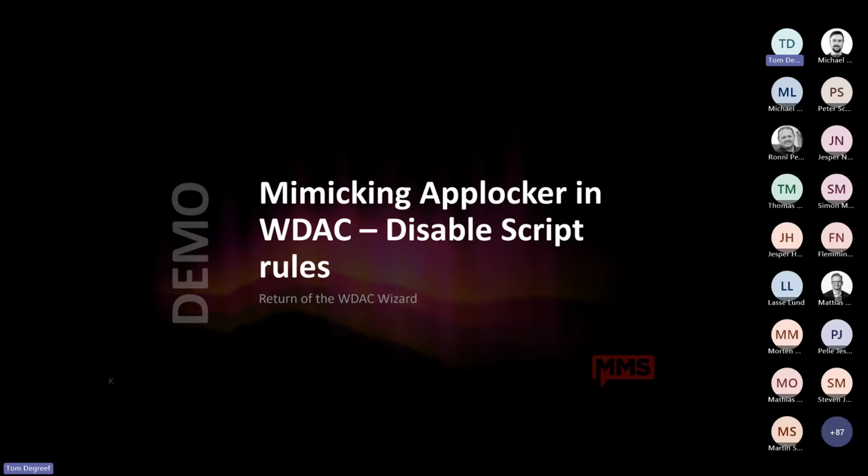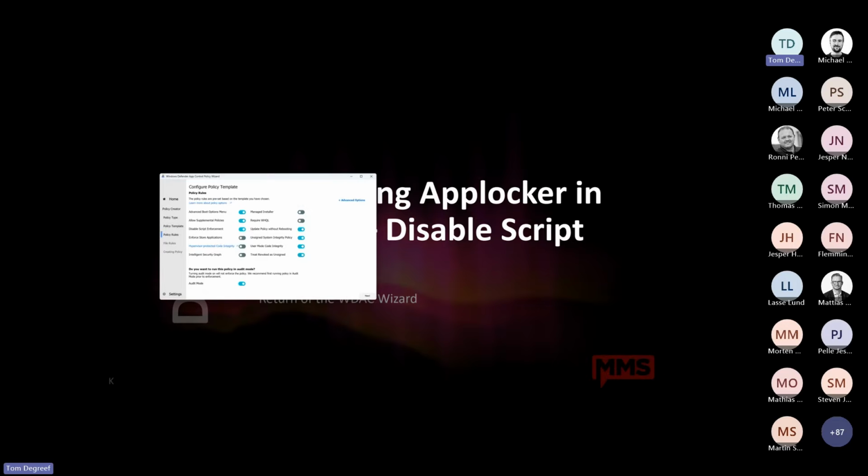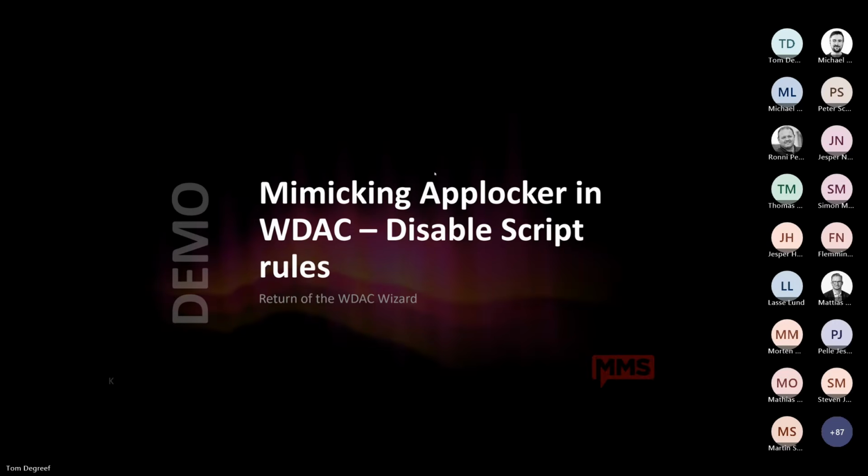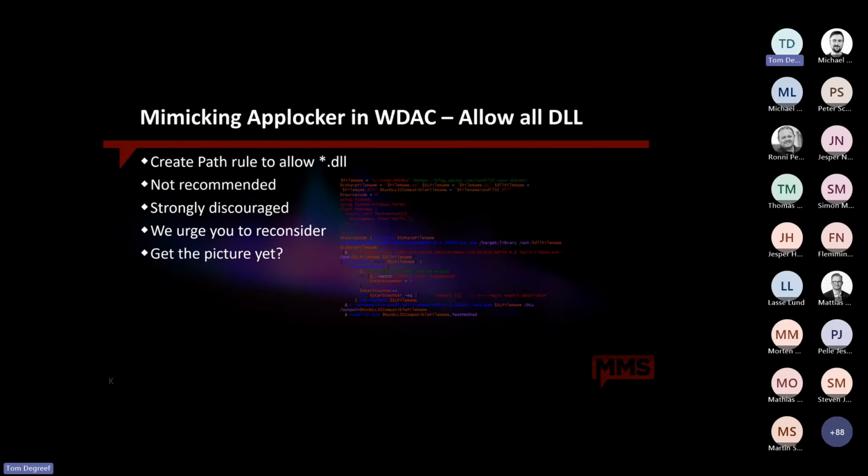So that brings us to how do we disable scripts in WDAC, and I've already shown you that. It's by just removing the rule or enabling the rule to disable script enforcement. Unfortunately, the wording is a bit badly chosen. You have to enable something to disable something, but that's the way it is. All right. The next one would be allowing DLLs.